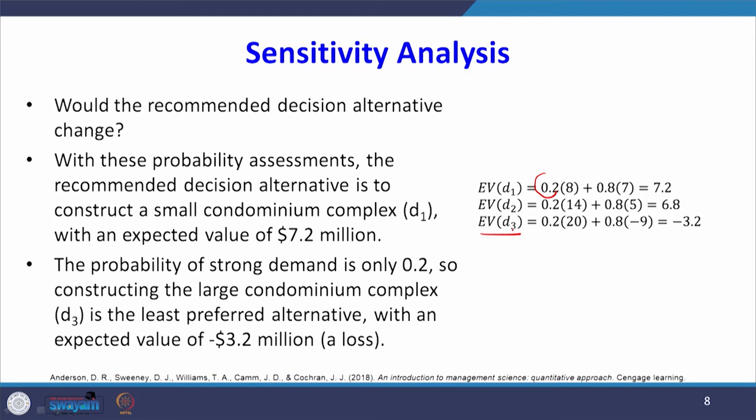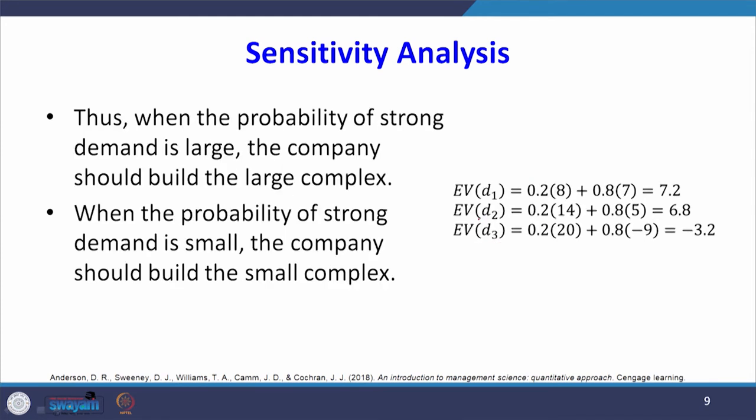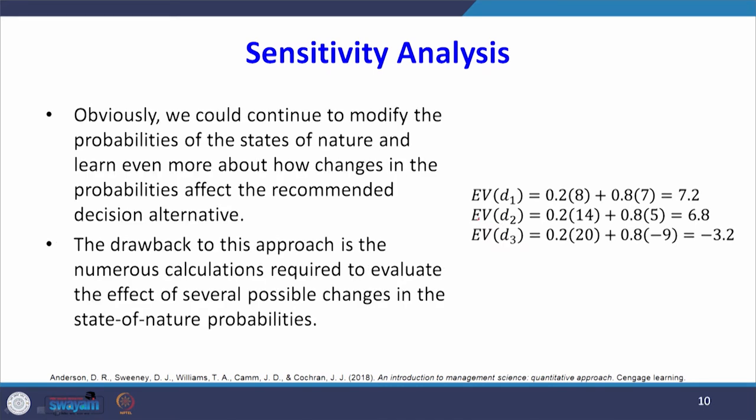So, what we are learning here is that the probability of strong demand is changing our decision. Thus, when the probability of strong demand is large, the company should build the large complex. When the probability of strong demand is small, the company should build the small complex. Obviously, we could continue to modify the probabilities of the states of nature and learn even more about how changes in the probabilities affect the recommended decision alternative.